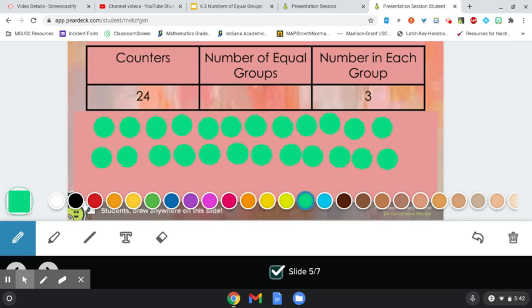So now what I would like you to do is draw 24 counters out just like I have done. And I want you to circle groups of 3 in order to figure out what number is going to go here. How many groups, sorry, Pearl, stop it. Stop it, Pearl.